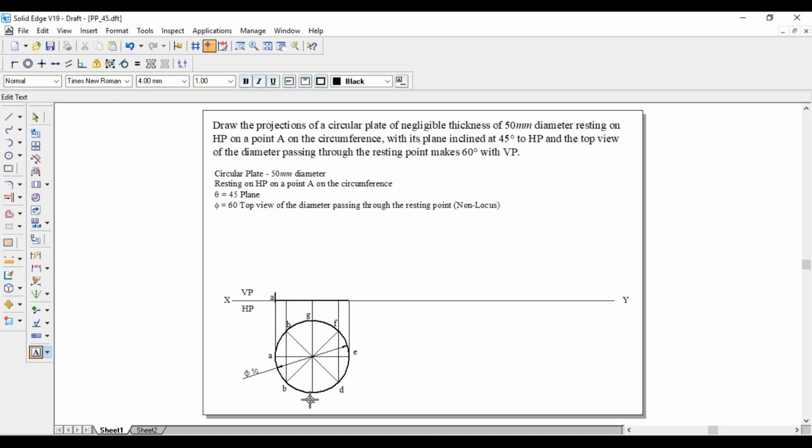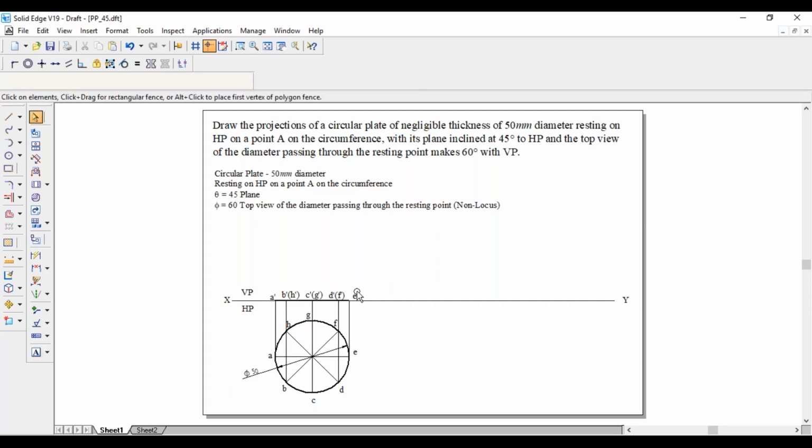A dash, B, C, D are visible; H, G, F are invisible. B dash in bracket H dash, C dash in bracket G dash, D dash in bracket F dash, finally it is A dash. Show the arrow marks.